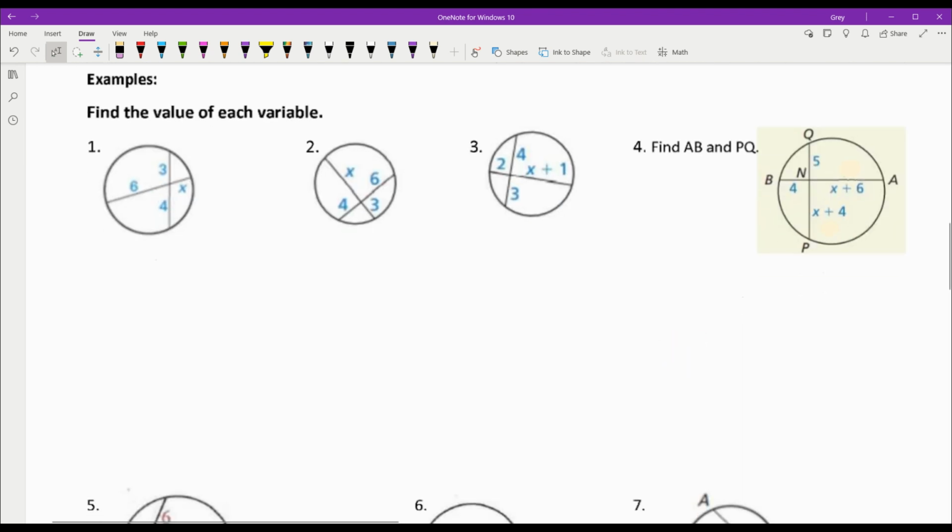All right, these intersect inside. So when it intersects inside, the product of the parts are equal. So I have 6 times x equals 3 times 4. So 6x equals 12 and x equals 2.